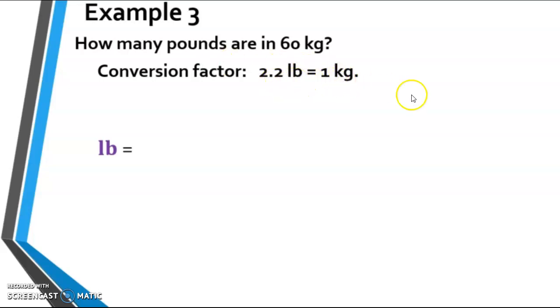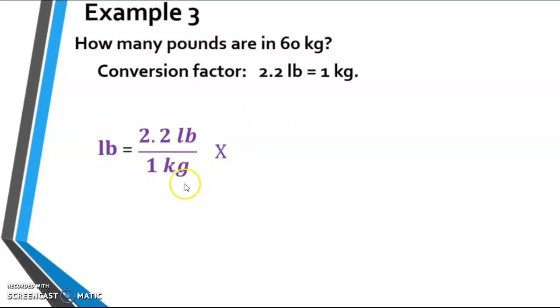factor. We have to figure out which one of those we're going to put on top. Go with whatever your desired answer is. We were looking for pounds, so that means that we need to put our 2.2 pounds on top of the 1 kilogram. So that puts kilograms at the bottom, and I know that my next unit needs to cancel with that, so I need kilograms at the top, right? If we have kilograms at the bottom, I need kilograms at the top.